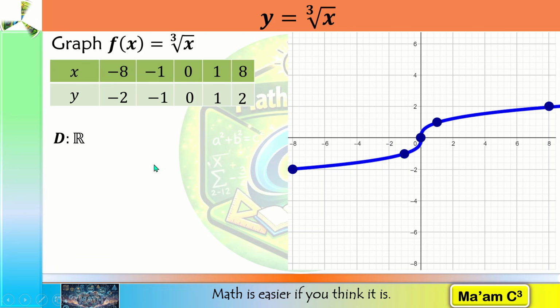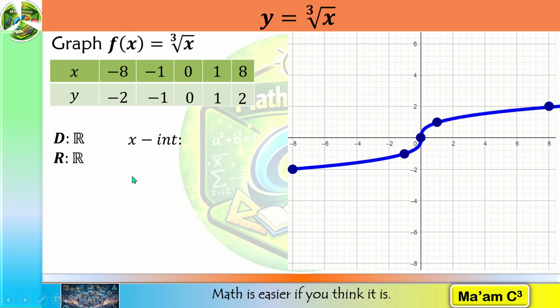Now for the range, since the resulting values also have negative values, positive values, and 0 for y, it means our range is also the set of all real numbers. Also from the graph, since this will extend indefinitely going to the left, and as it extends, it becomes wider, it means there will be graph for all values of negative y. Same thing with all values of positive y. So indeed, our range is the set of all real numbers.